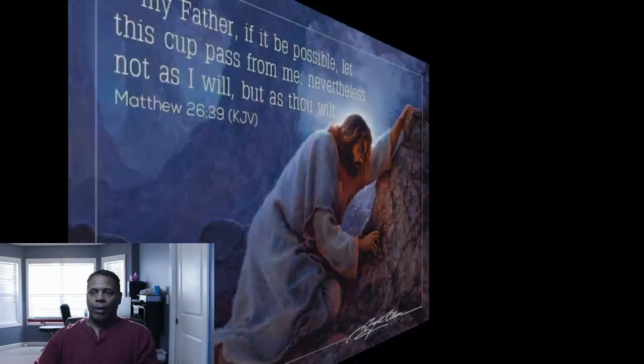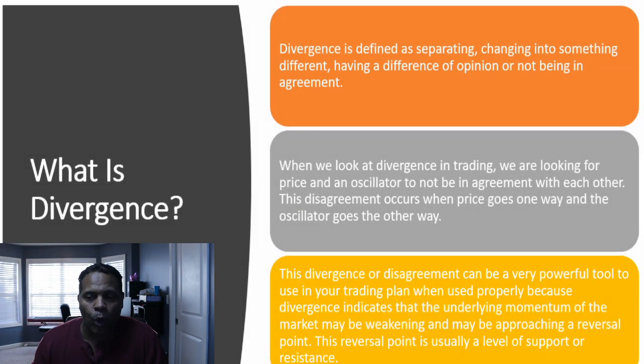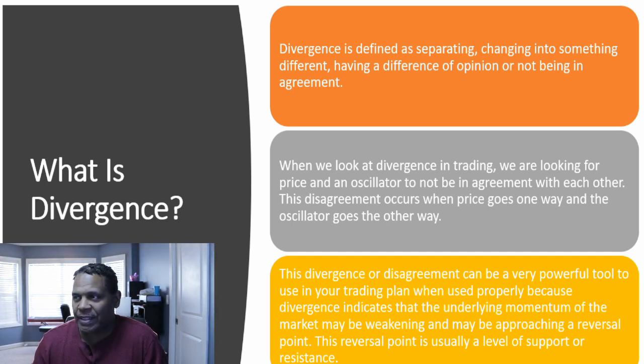All right, so what is divergence? Divergence is defined as separating, changing into something different, having a different opinion, or not being in agreement. So when we look at divergence in trading, we are looking for price and an oscillator to not be in agreement with each other. This disagreement occurs when price goes one way and the oscillator goes the other way.